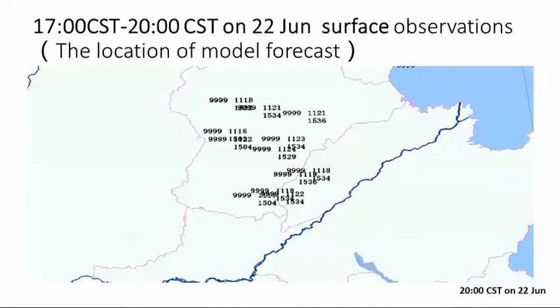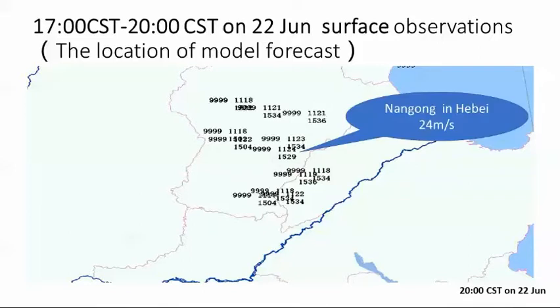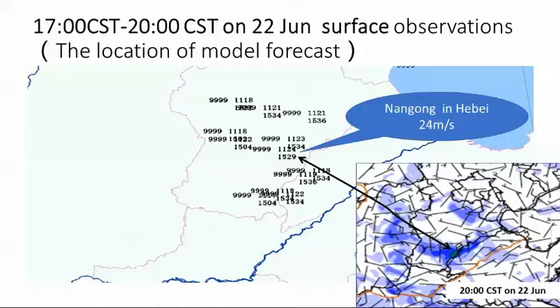This is the convective weather report from 17 o'clock to 20 o'clock on June 22, surface observations. So we see that Nangong in Hebei province had convective wind greater than 24 meters per second. So the surface wind field performs well in the intensity and the location forecast.